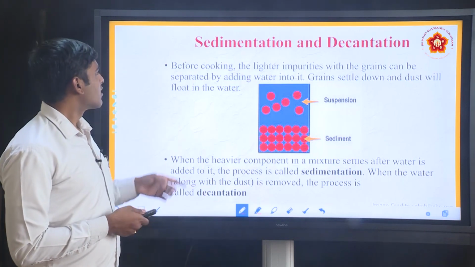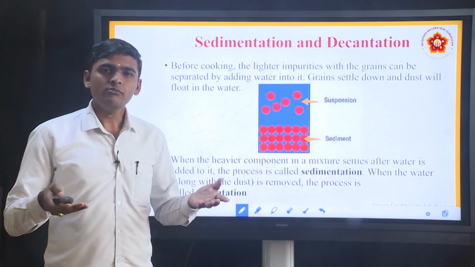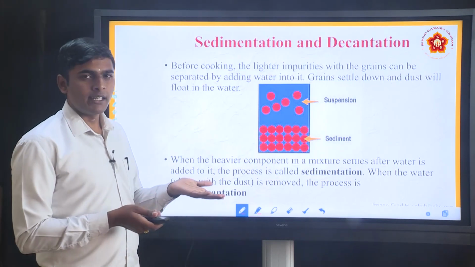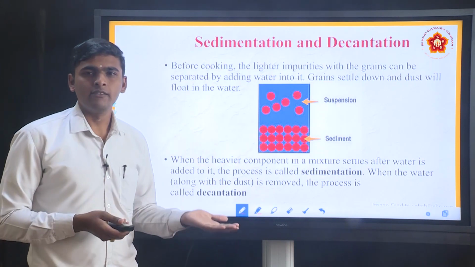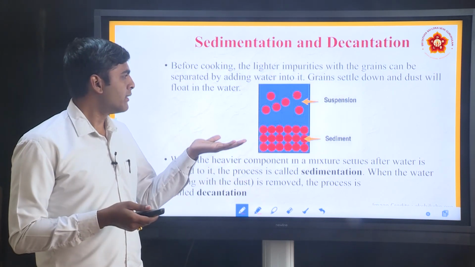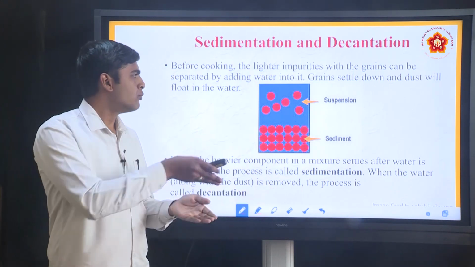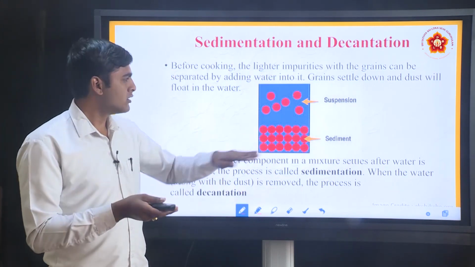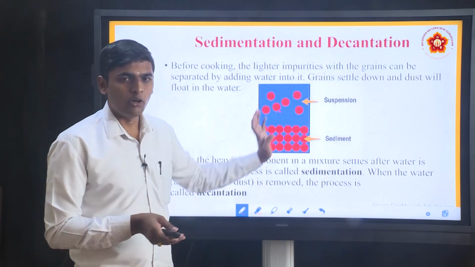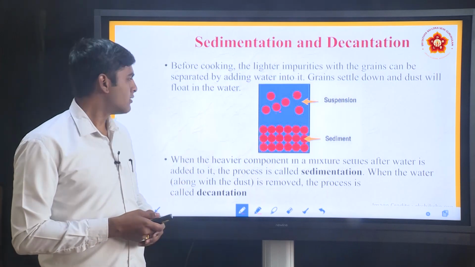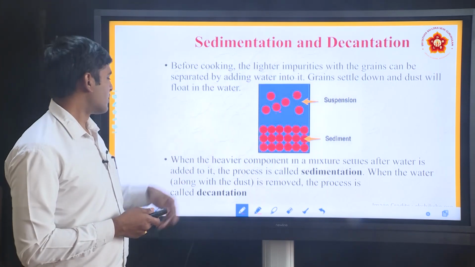Before cooking any food, mother used to wash the grains, so that the lighter particles float up and the heavier particles settle down. Heavier particles may be grains and lighter particles may be any dust. So how can you separate both? Just pour the water outside, so the heavier particles settle down and the lighter particles go out. So we get only the grain part. In this, grains settle down and dust floats in the water.